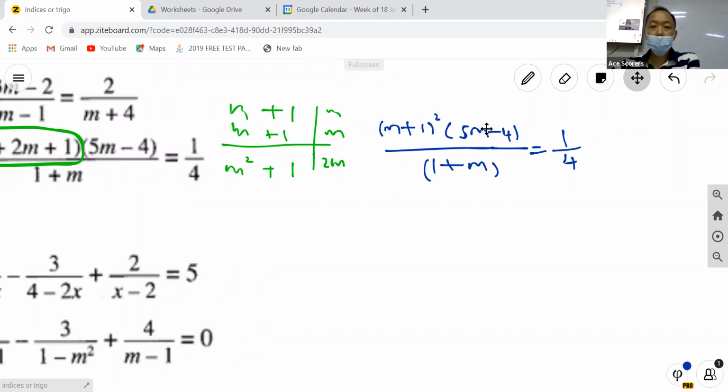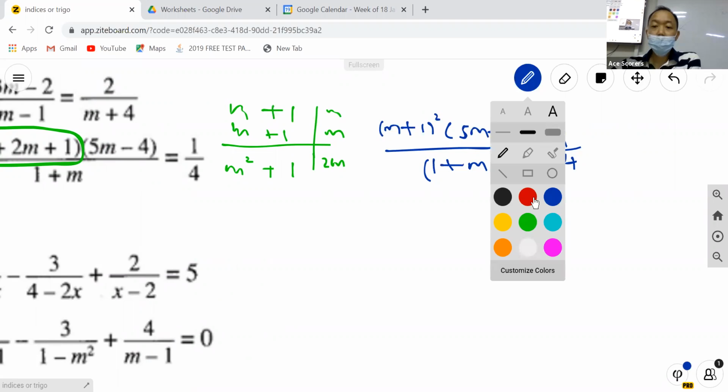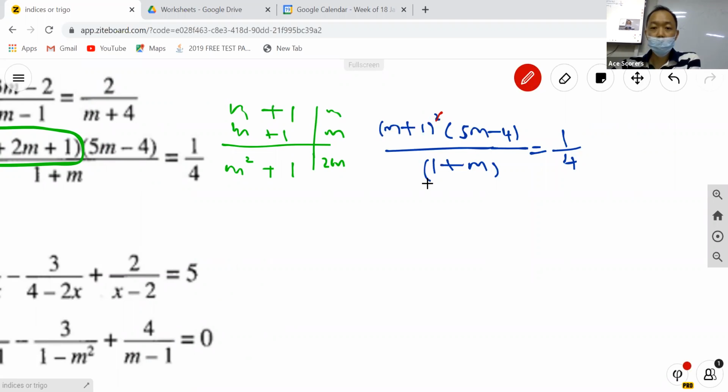Okay, so you start with this. You factorize this thing. You get (n plus 1) squared, then 5 minus 4, you get 1/4. Then you can cancel this, and you get this thing equals 1/4. You can cross multiply, right? So before you can cross multiply, you gotta expand here again, which looks a little tedious.